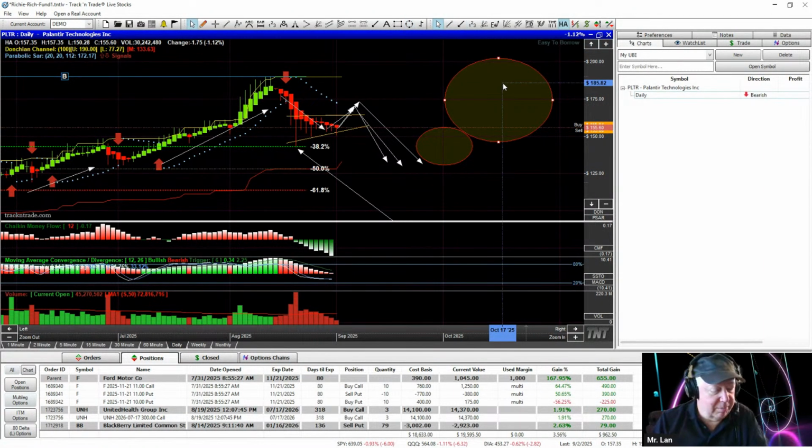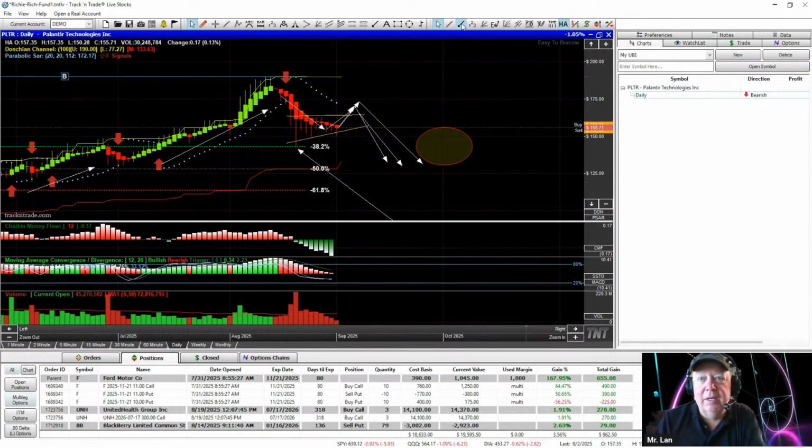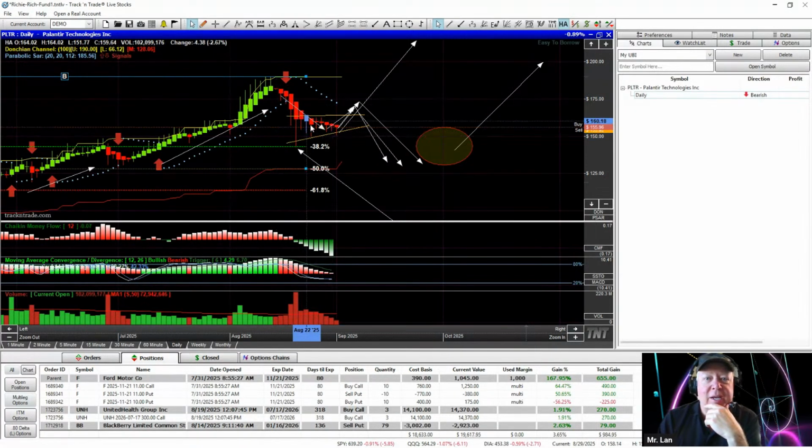I can't make any of my buttons work. We'll get Palantir to come up out of here, and that's what I'm looking for. Is it going to happen? I don't know. It could take off right here and go without us, and I would miss out on Palantir again. But I did take my position out of Palantir, so I didn't have to ride down through this.